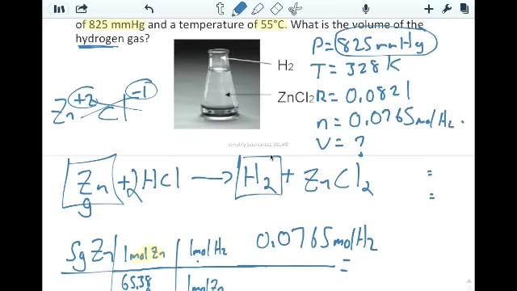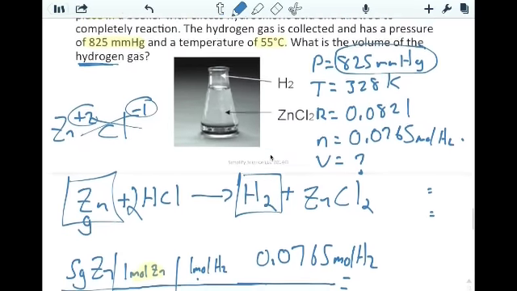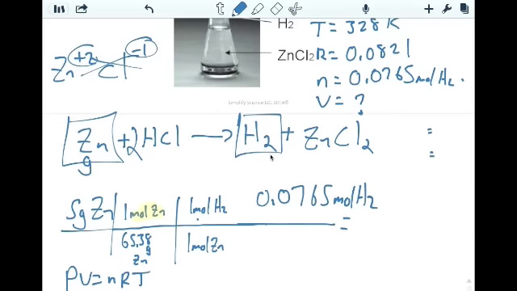And then what we do is we take that, this is our given, we find our unknown, let's write our equation, PV equals nRT. We're going to solve for, it says what is the volume, so we're solving for V, it's our unknown. So we will get our volume equals, and all we do is divide by P, and our volume equals our value of 0.0765, that's our moles. Our value is 0.0821.